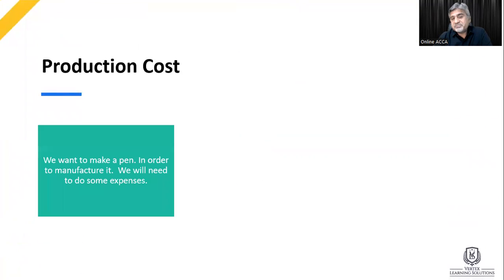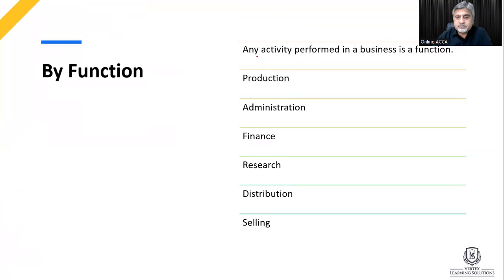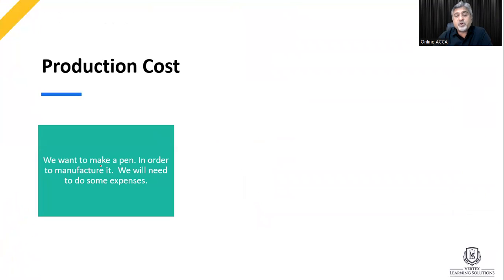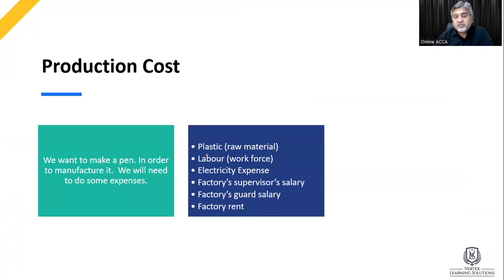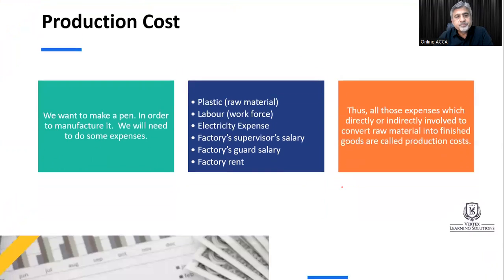Now we are going to explain the ones I have already mentioned, very quickly one by one again. Production cost: we want to make a pen. In order to manufacture it, we will need to incur some expenses, for example, plastic, labor, electricity, factory supervisor salary, factory guard salary, factory rent, etc. Thus, all those expenses which directly or indirectly are involved in converting raw material into finished goods are called production costs.